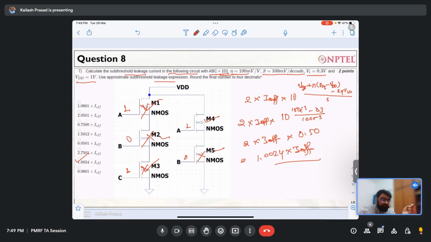But your transistor is not an ideal switch. What does it mean? When your input is zero, still there is a current flowing, and we call that the subthreshold current, right? And why is the subthreshold current flowing? Because of the minority carriers. This is not due to the majority carriers, this is because of the minority carriers, right? This current flows, and because of that, what happens?